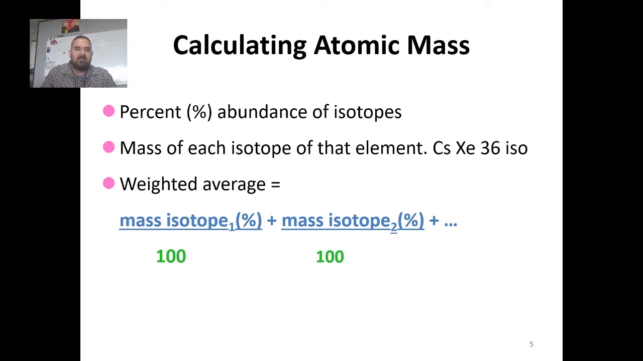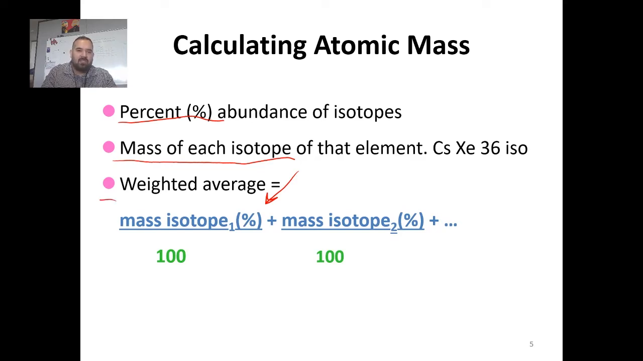Percent abundance of the isotope is going to be given to you in most equations. Sometimes you have to calculate it, but for the types of problems we're going to be solving, this is going to be given information. The mass of each isotope, that's going to be given as well. Unless they just tell you that you're dealing with fluorine, like regular fluorine, that's going to have a mass of 19 because that's what the periodic table says.